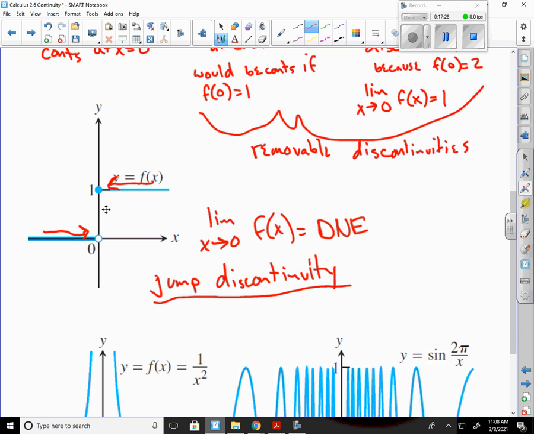Now for this one, there's no way to improve our situation. I mentioned up here, if we set each of our f of zeros equal to something, then we could remove our discontinuity. There's no way to remove this. The one-sided limits do exist, but since they have different values, then it's not going to work.